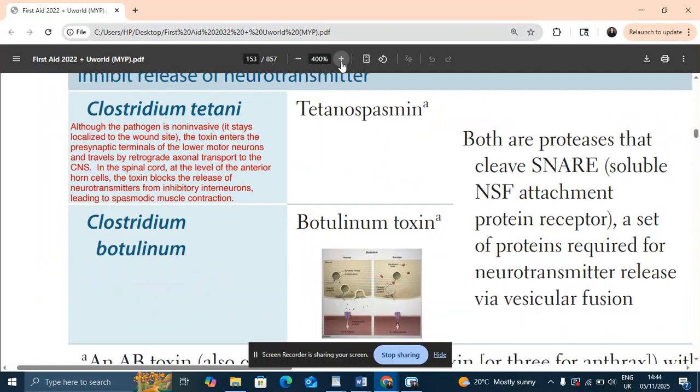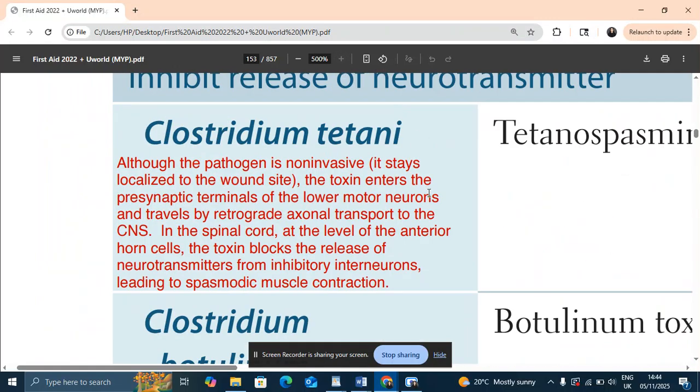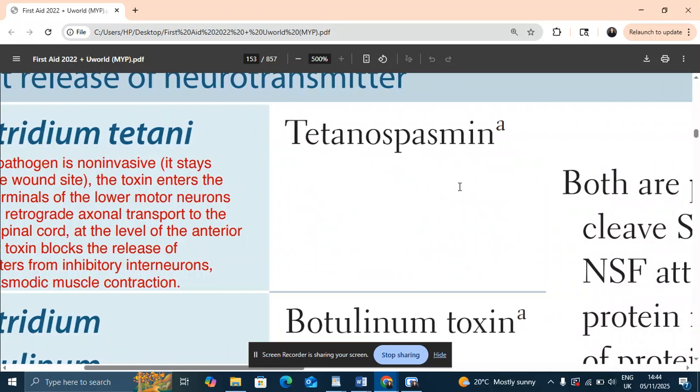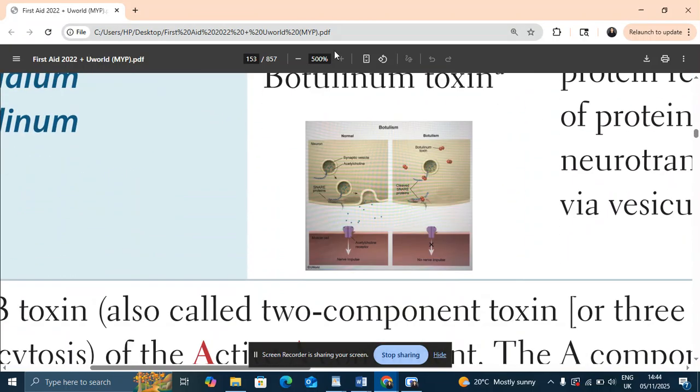This image is very high yield. Let me show if I can zoom in. I hope it's clear. So look, the left side is the normal. We have a synaptic vesicle that contains the neurotransmitter acetylcholine, and this synaptic vesicle needs SNARE protein. The SNARE protein helps the binding of the vesicle to the synaptic membrane, and then this acetylcholine gets released into the synaptic cleft, and then it binds to the receptors on the muscle cell at the neuromuscular junction.